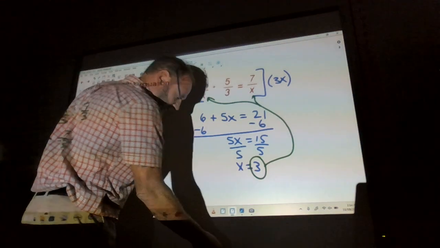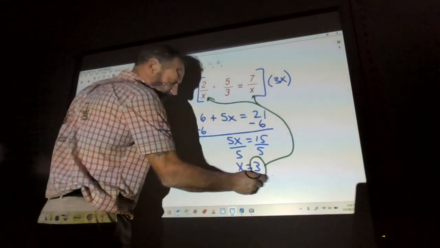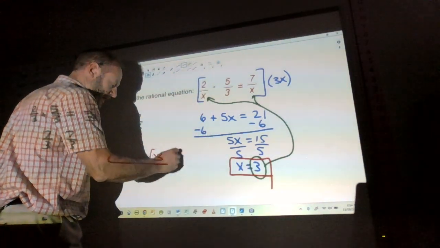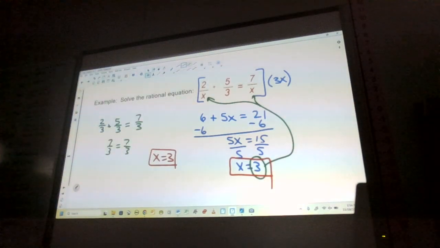Okay, so that is an answer. I can go ahead and put a box around x equals 3. Let's just put that over here like that. Okay, so that's like my final answer.